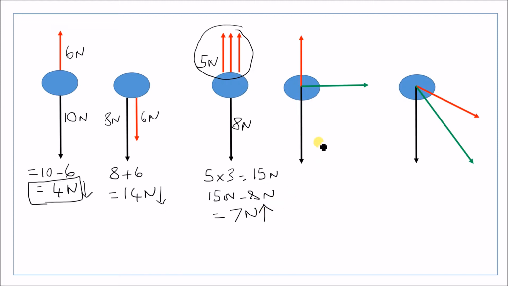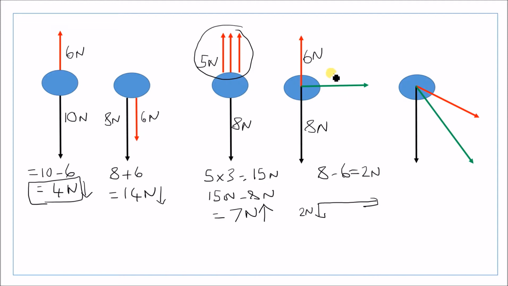But what about if we have an object that has 3 forces on it? Well, the first thing is we're going to cancel out the first forces. So if this is 8 newtons, we'll say this is 6 newtons, then we're going to work out that force first. So what is 8 minus 6? Well, that's going to give us a resultant force of 2 newtons. So I'm going to redraw this diagram now, knowing that one force is going to go that way and one force is going down with an overall force of 2 newtons.